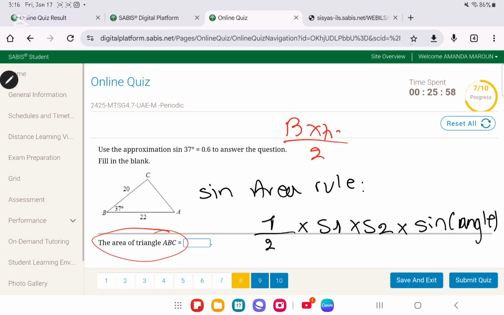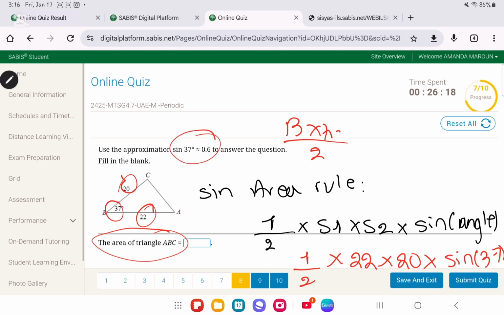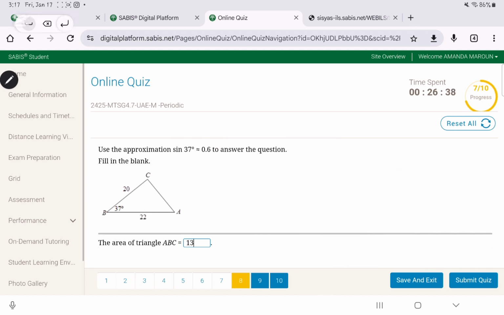So, in this case, if we are going to apply it on triangle ABC, we are going to start with 1 over 2 times side 1, which is 22, times side 2, which is 20, multiplied by sine of the angle which is in between them, so times sine of 37. They told us take it approximately as 0.6, so on the calculator write 1 over 2 times 22 times 20 times sine 37, which in this case we will take as 0.6, and we are going to get an answer of 132. So this is the area of the triangle found very simply.